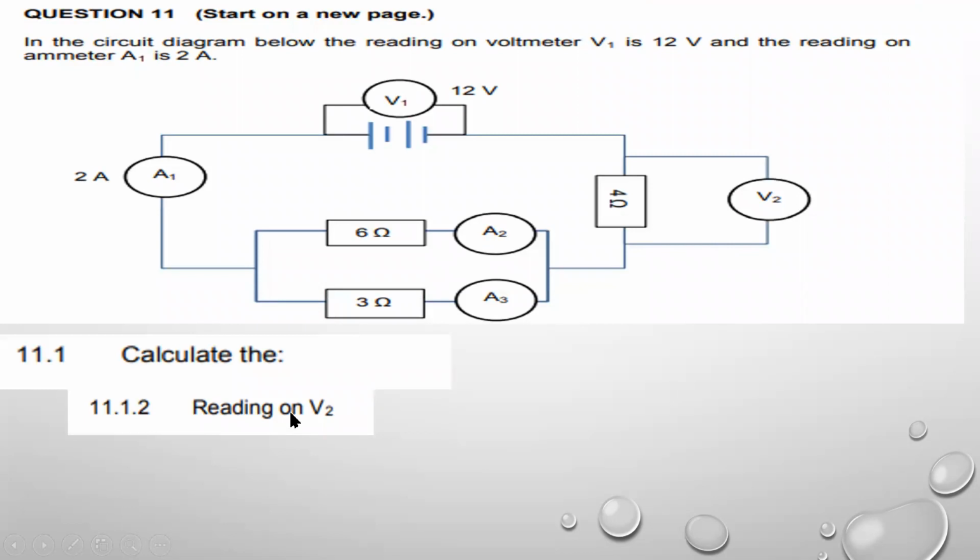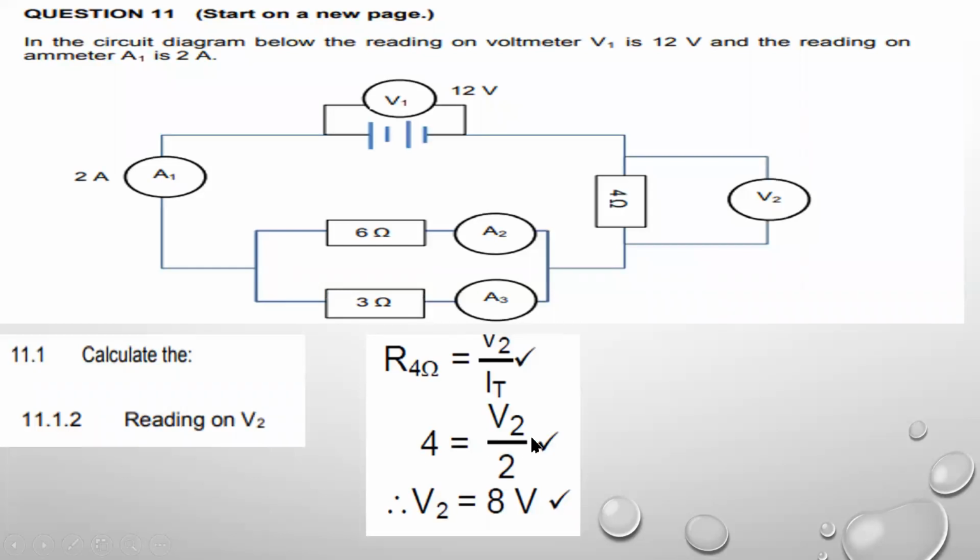And then calculate the reading on V2. We calculated already, people. Do you remember it? We said it is 8 volts. How are we getting 8 volts? V2 equals, R equals V over I. So R is 4, I is 2. How do we know? We explained already because the main conductor is here. Coming from Ohm's law, V2 is 8 volts.